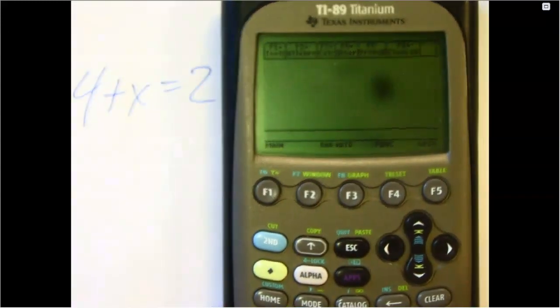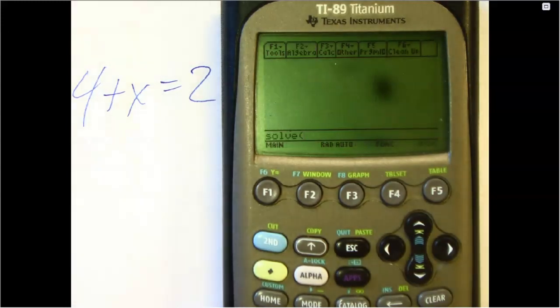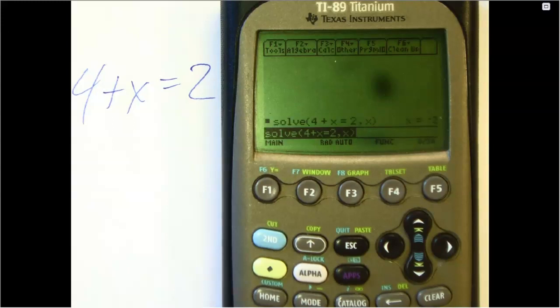So you would hit F2 and then solve. And you would type in 4 plus x equals 2. You literally type the equation. And then you put comma x at the end, because you're telling the calculator, hey, this is the variable I want you to solve for. And it should tell you x equals -2. Solve is in F2.